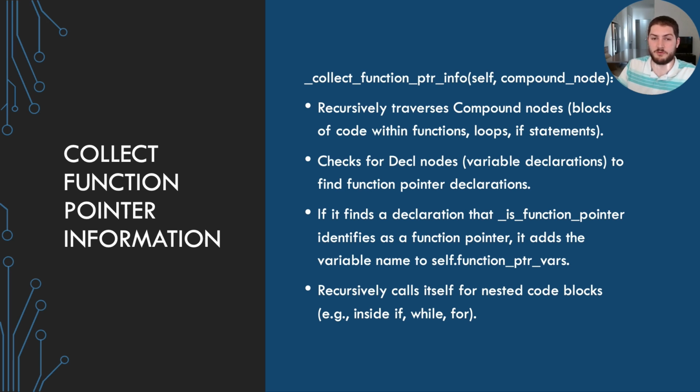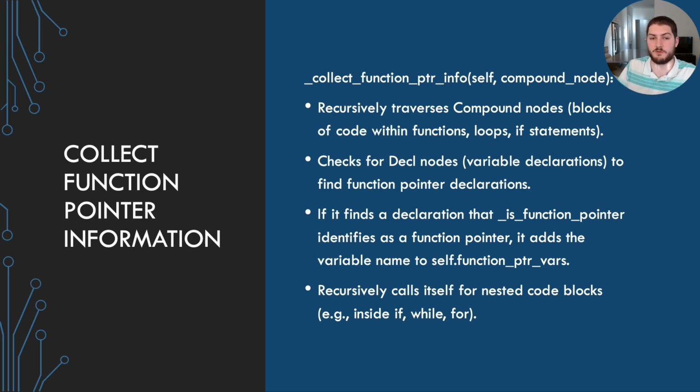By recursively traversing these compound nodes, collectFunctionPointerInfo ensures that it examines all the code within a function. These compound nodes allow it to specifically search for declared nodes in the AST, which represent variable declarations. Since function pointers are declared as variables, these declared nodes are locations where we expect to find them. For each declared node that it encounters, collectFunctionPointerInfo utilizes the isFunctionPointer helper we just discussed to determine whether the declared variable is indeed a function pointer.